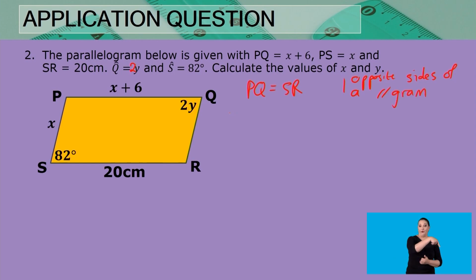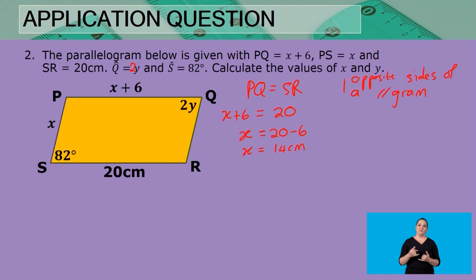So PQ was given as x plus 6 and SR was given as 20 centimeters. Now, using the additive inverse of 6, we are going to just say that it is going to be 20 minus 6. That means the value of x is equals to 14 centimeters. So that means that x is equals to 14 centimeters there.